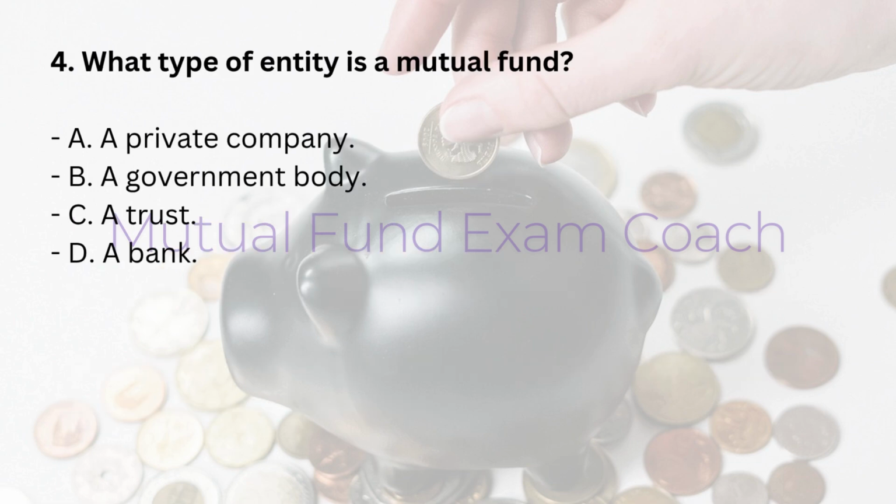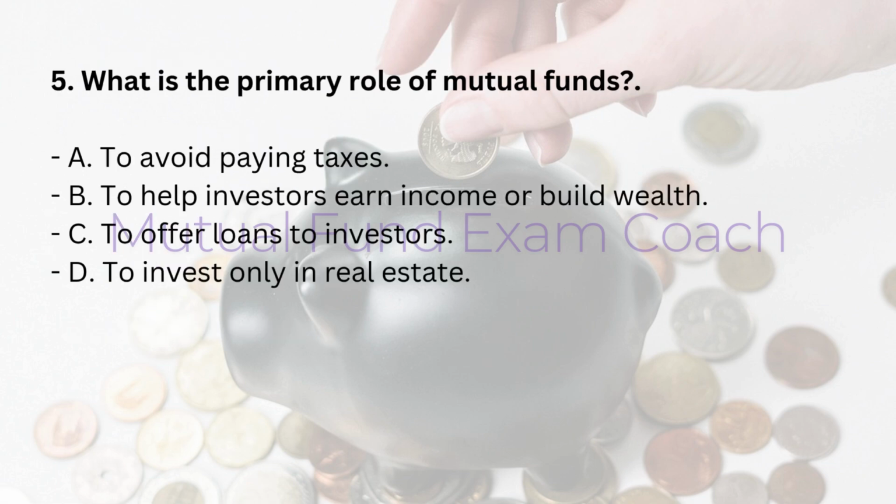4. What type of entity is a mutual fund? A. A private company. B. A government body. C. A trust. D. A bank. Answer: C. A trust.